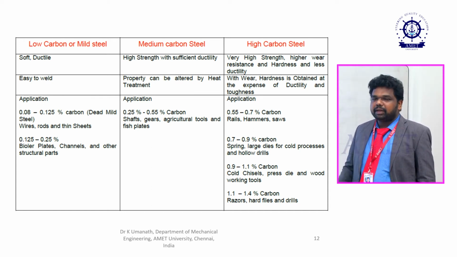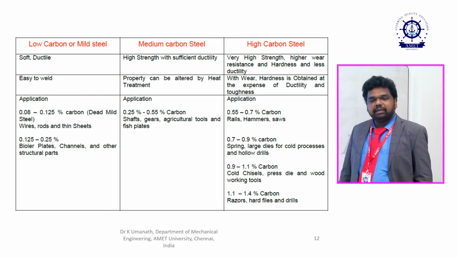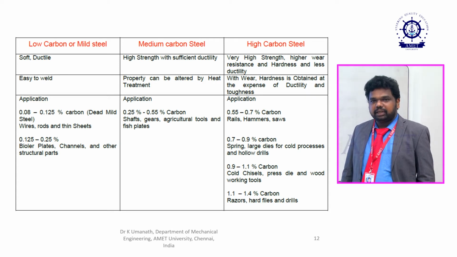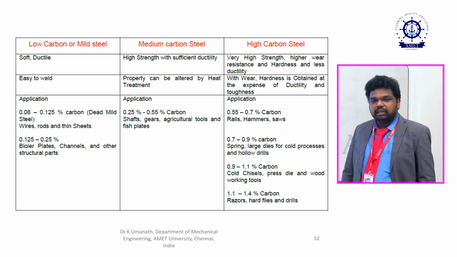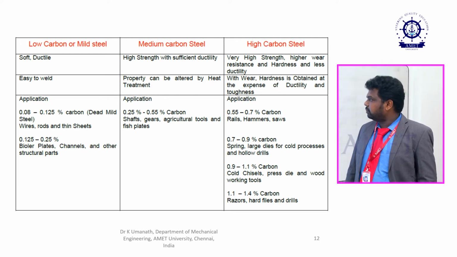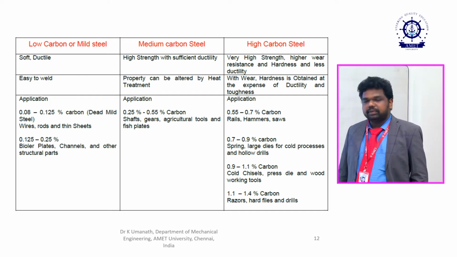Low carbon steel is easy to weld. Medium carbon steel's properties can be altered by mechanical and heat treatment processes. High carbon steel is used for wear applications, with very high hardness, obtained at the expense of ductility and toughness.